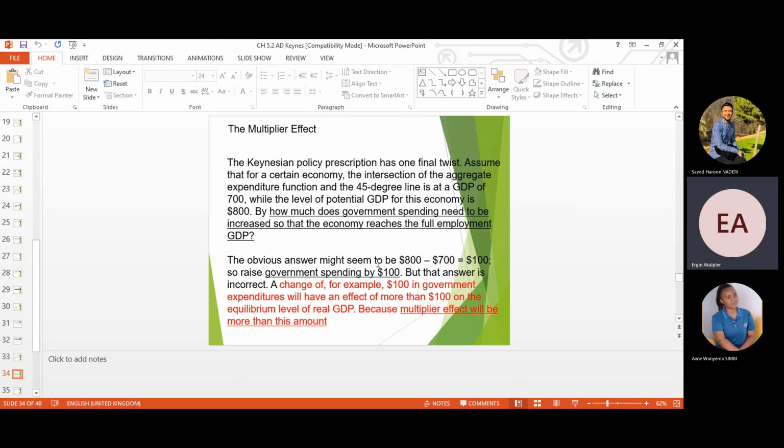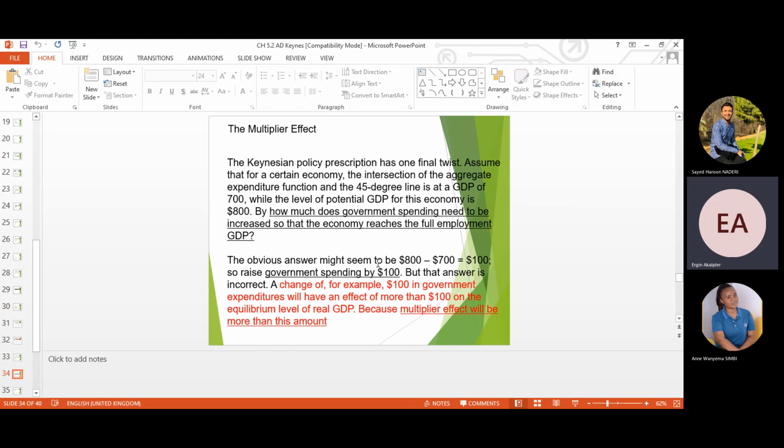By how much does government spending need to be increased so the economy reaches the full employment GDP? This is a question for you. The obvious answer might seem to be 800 minus 700, which is 100. So raise government spending by $100 or $100,000 or $100 million. But the answer is incorrect.